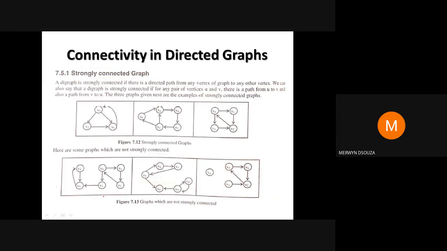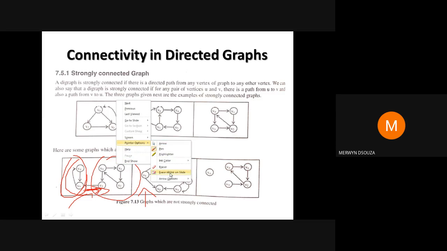So at home later you can try out these two graphs to see why they are not strongly connected. You can find out if there is no path from those vertices. Here also, actually it's pretty obvious. From these two vertices there is no path to these 4 vertices. There is no arrow that comes this way. There is no path from these 2 vertices to these 4 vertices. So you can give that example.